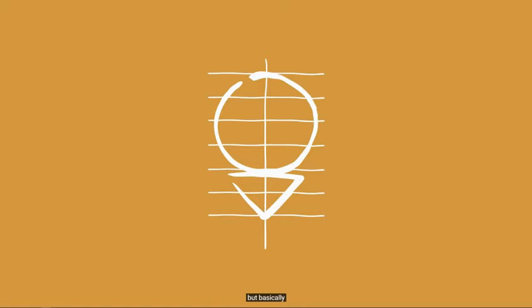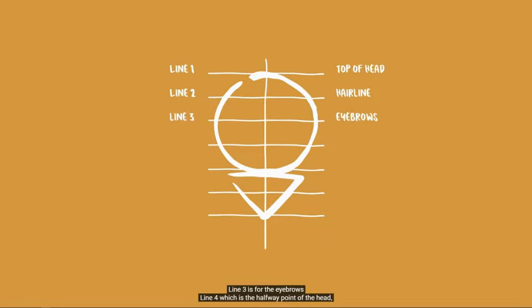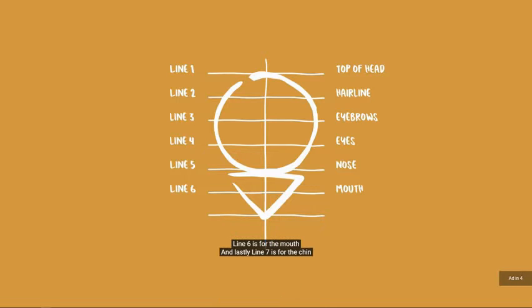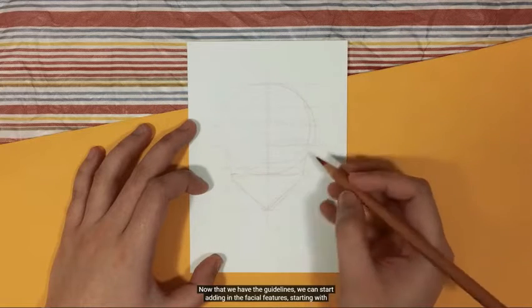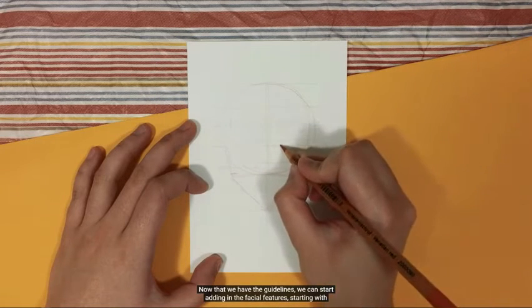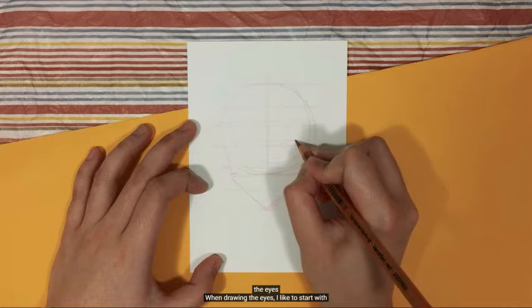Basically, line 1 is for the top of the head, line 2 is for the hairline, line 3 is for the eyebrows, line 4, which is the halfway point of the head, is for the eyes, line 5 is for the nose, line 6 is for the mouth, and lastly, line 7 is for the chin. Now that we have the guidelines, we can start adding in the facial features, starting with the eyes.